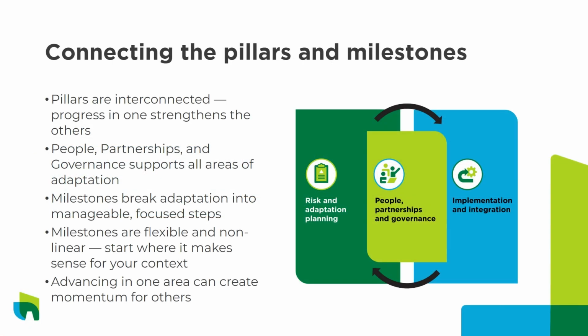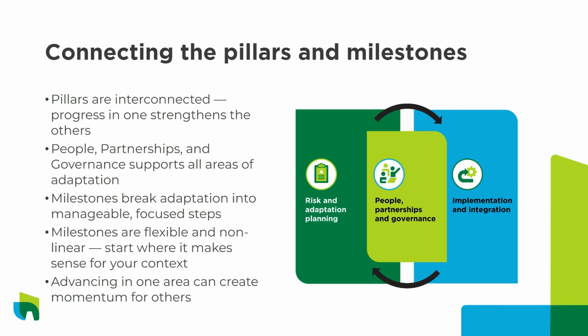Now that you've seen the 3 pillars and the corresponding milestones in the tool, let's take a moment to reflect on how these elements work together. The pillars are presented in a specific order, but in practice, they are deeply interconnected. Progress in one area can directly support and strengthen progress in another. The first pillar, people, partnerships, and governance, plays a particularly central role. Strong leadership, governance structures, and meaningful community engagement help connect assessment and planning with real, practical action.